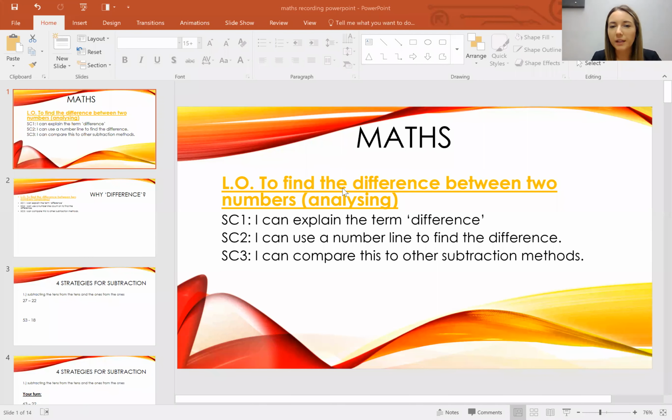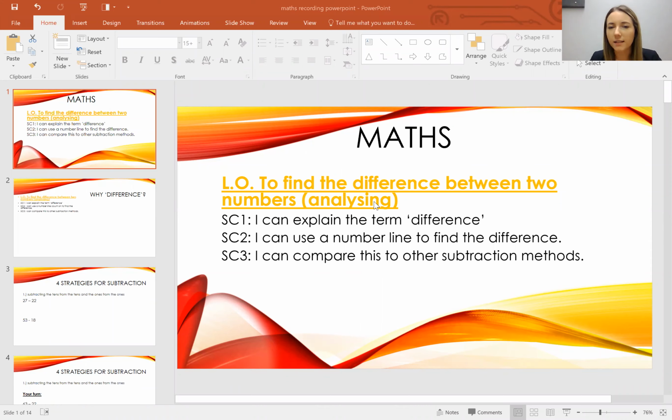Hello everybody! So today we are going to learn about why subtraction is called finding the difference. We're going to learn another strategy to help us subtract numbers. So I'm just going to share the learning objective with you. Okay, so today we're going to find the difference between two numbers.